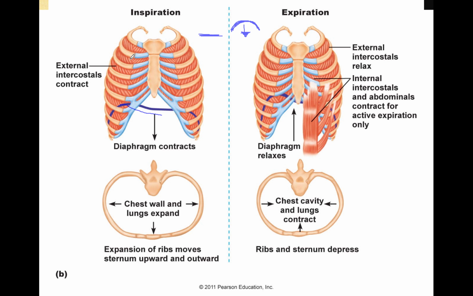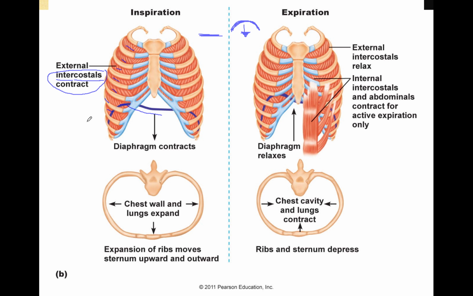The other type of muscles that you have are the intercostal muscles. The definitions are: inter means between, and costal means ribs. So intercostal means basically between the ribs. So the muscles you guys see here are identified as intercostal muscles, more specifically external intercostals.